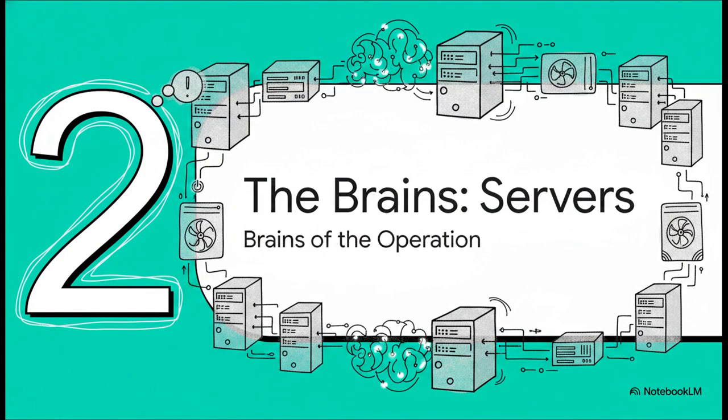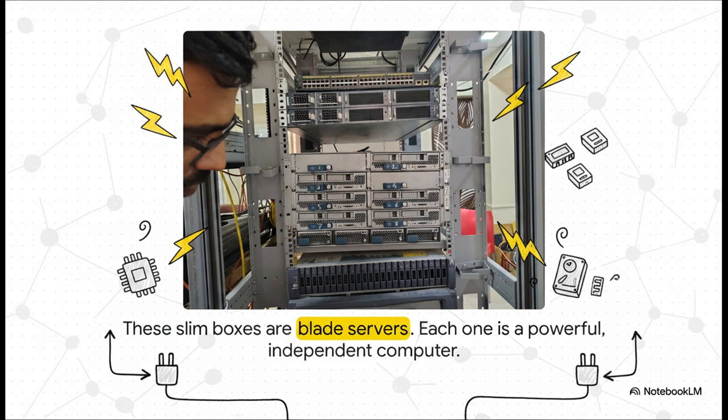All right, so let's meet the most important resident living in our skyscraper, the brains of the entire operation, the servers themselves. Now take a look at these. Each one of these thin little boxes that slides in and out, they're called blade servers. Each one is its own powerful, independent computer. I mean it. It has its own processor, its own memory, basically everything your desktop or laptop has, just without a screen or a keyboard. And it's been super optimized to just do one job really, really well.